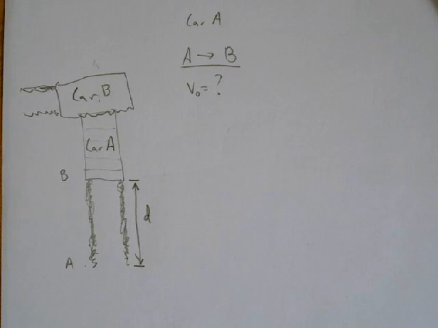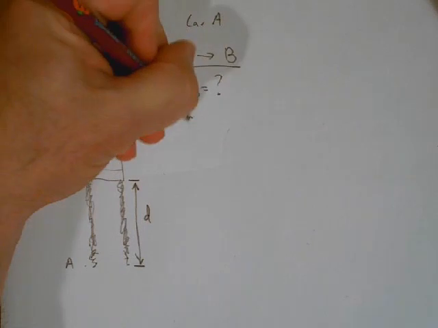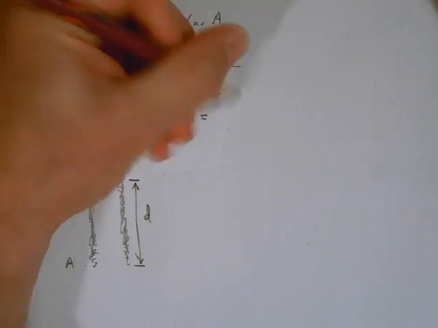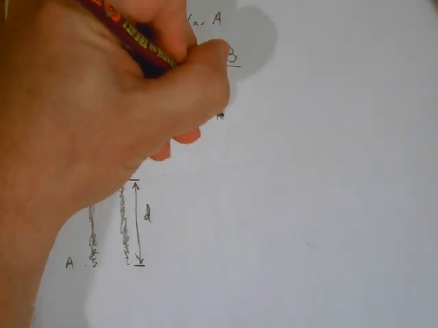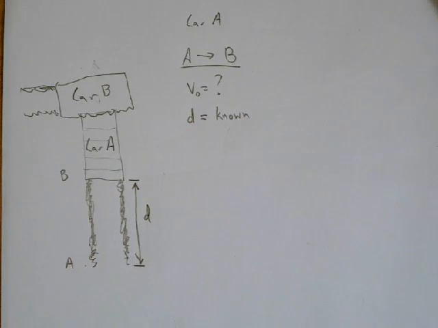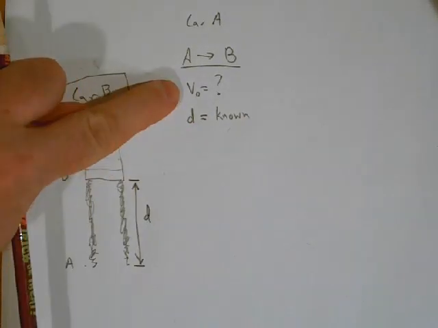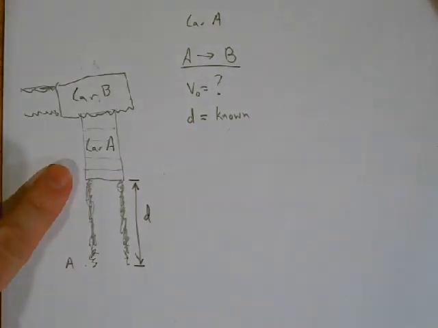When he goes out to the scene, he's going to measure this distance on the road. If you've ever seen the tire marks on the road, that's what they're actually measuring. So this would be a known, because he would measure it. And then he's looking for this.